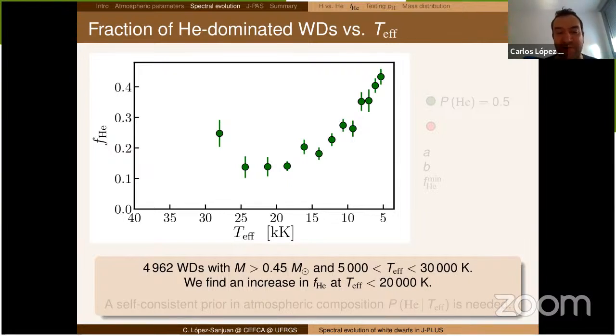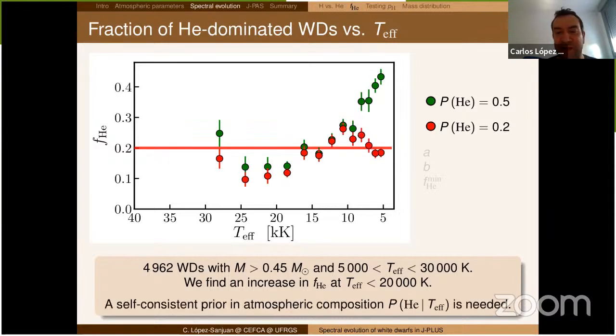So let me illustrate this in the way of measuring this fraction. If you remember, we put a prior in the parallax, but we didn't put any prior in the fraction of helium white dwarfs. And from this figure and from previous results, we know that the fraction of helium white dwarfs is not 0.5, so a 0.5 prior is not a good choice. For example, we can use, as an example, a prior of 0.2. So what happens if we repeat all our analysis using a prior of 0.2 in the fraction of helium white dwarfs? We obtain the red points.